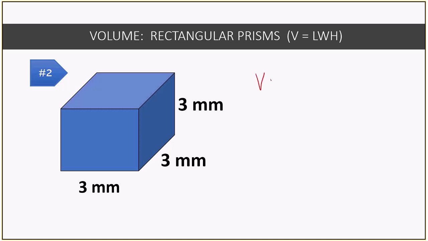Volume, though, is still calculated the exact same way. We're going to measure the length times the width times the height. 3 times 3 is 9. 9 times 3 is 27. So we get 27 mm cubed.